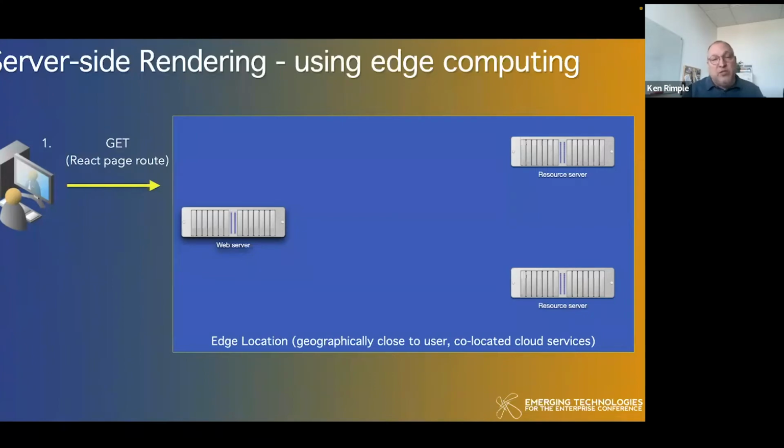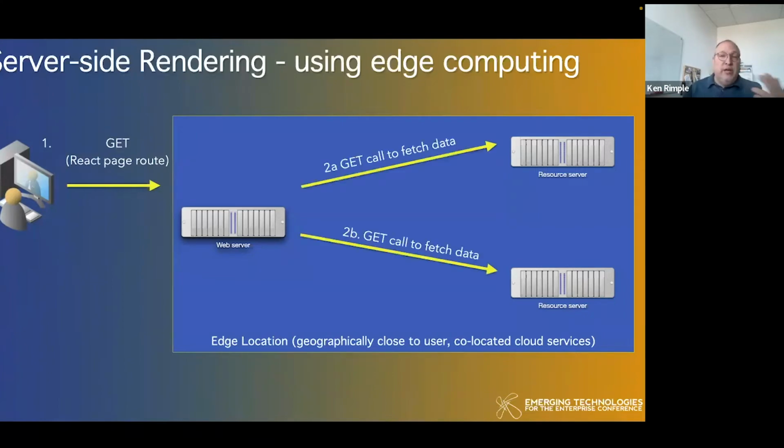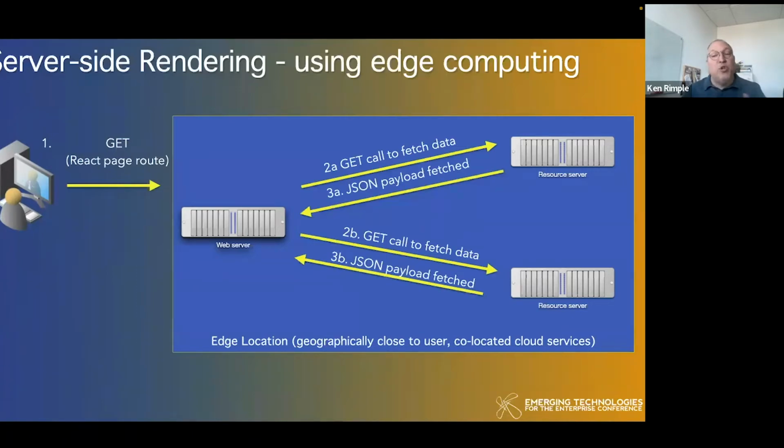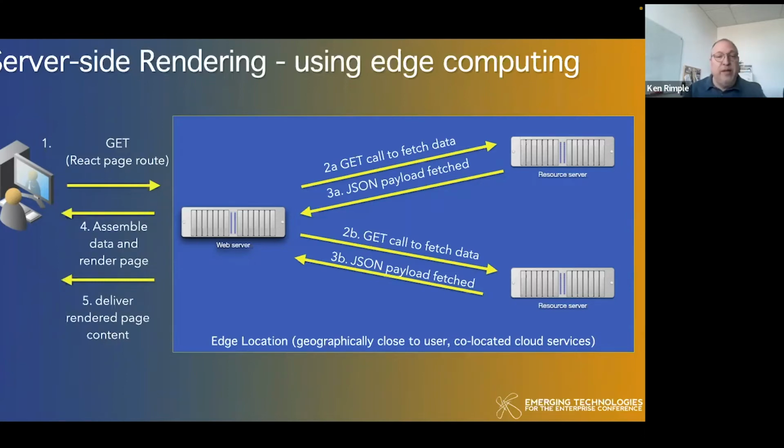So you get the page route, it runs the web server. Web server begins the Next.js calls through fetch to get the data. They both come back. They're close, co-located, and maybe you're querying with Postgres or Dynamo or whatever directly instead of going through REST. They come back quickly, it assembles the data in the page, and it renders it.